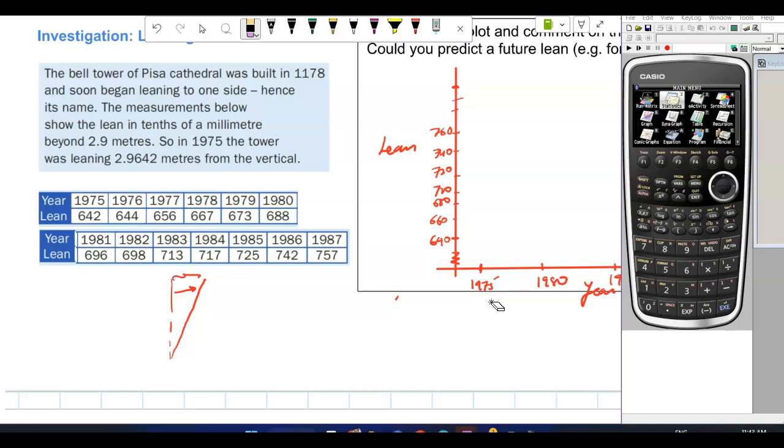Now you mark it. So 1975 is 642. 1976, 644. Then 656, then 667, so it went higher than that. 673 even went a little higher. 688, 696, and so on. A strong positive correlation.